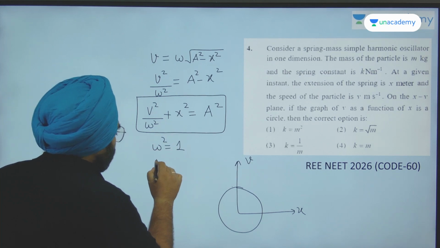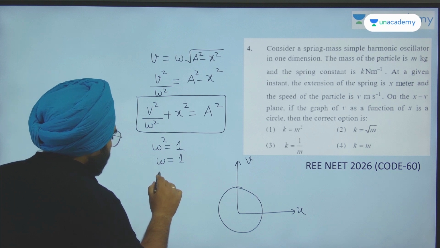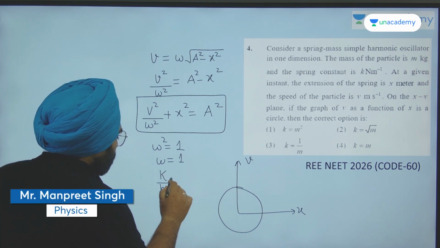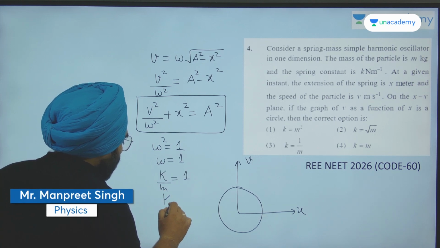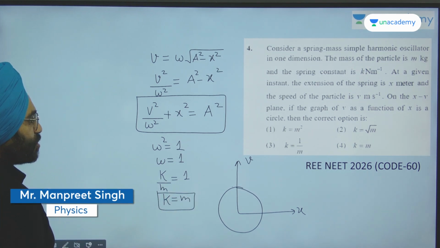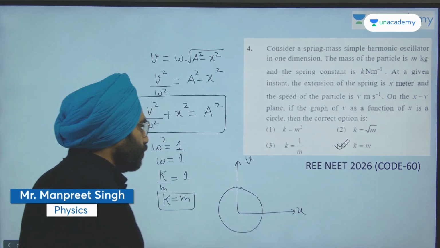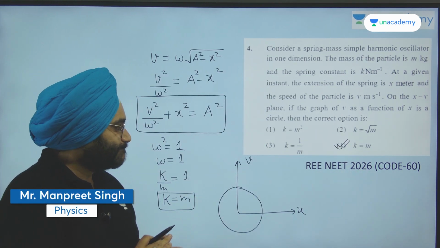Omega square 1 means omega should be equal to 1. Omega is square root of k by m, equal to 1. So k should be equal to m. Understood? Now k should be equal to m. The answer will be option number 4. Got it? So this is your answer.